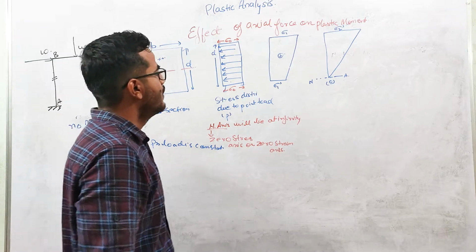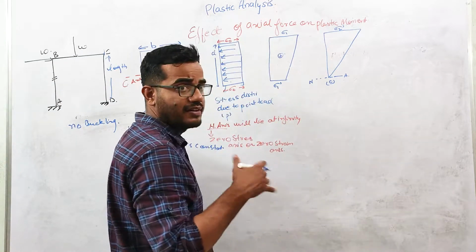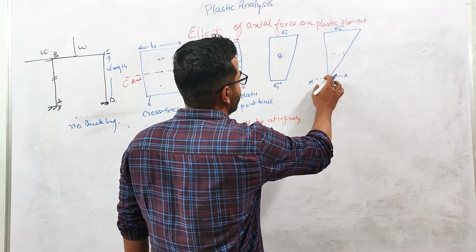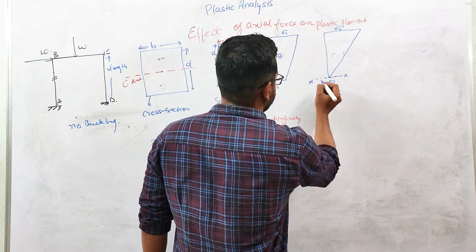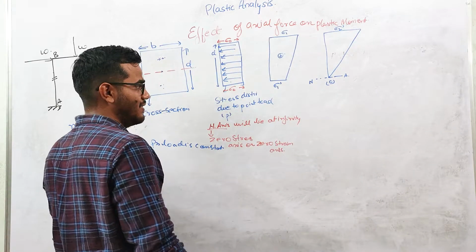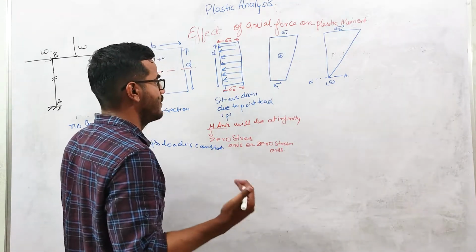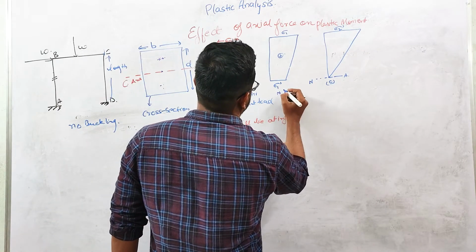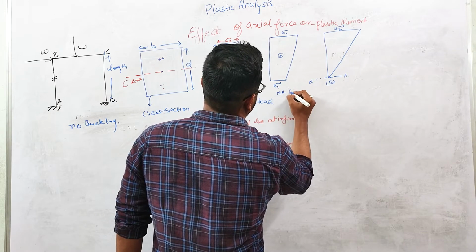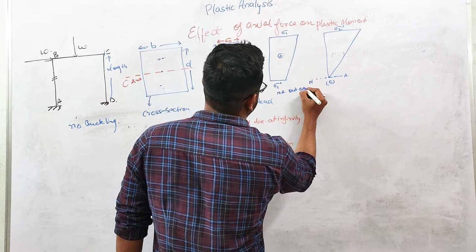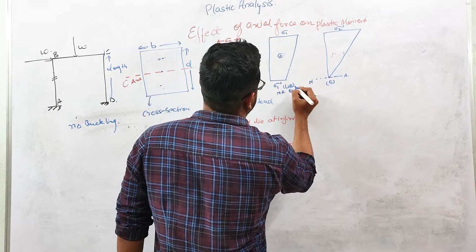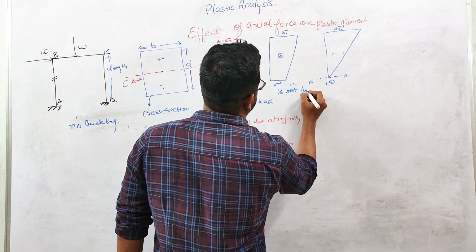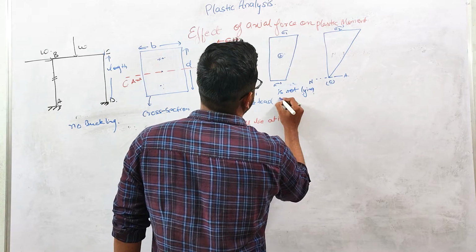And again, if you increase the load, because this bottom fiber is reaching toward tension, that's why this stress distribution is showing that at this point the value of the stress is 0. Okay, so that's why this is a neutral axis, zero stress axis or zero strain axis. Here the neutral axis is lying out of the cross section, not lying in the cross section.